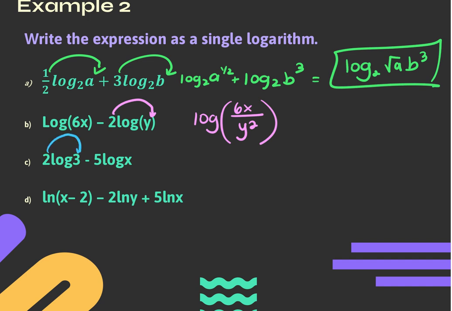The 2 comes to the 3, so now it's 3 squared. And then the 5 goes to the x. So this becomes log 3 squared, and it's a minus, so it goes over x to the 5th. And then we're going to go one step further, and we're going to simplify. 3 squared becomes 9 over x to the 5th.